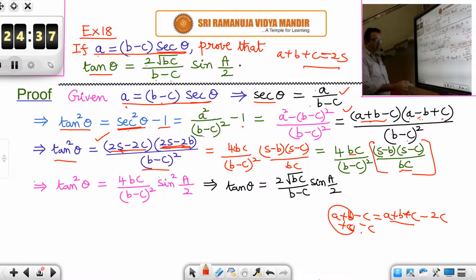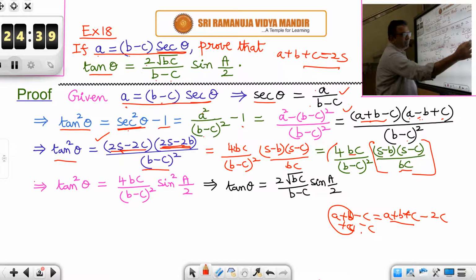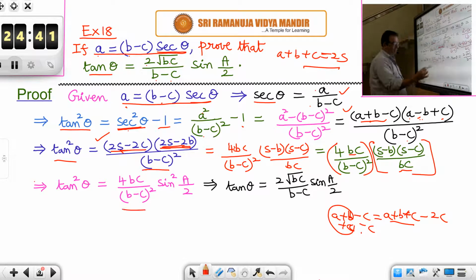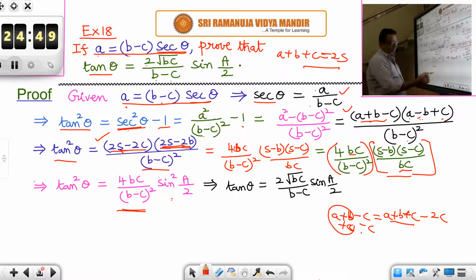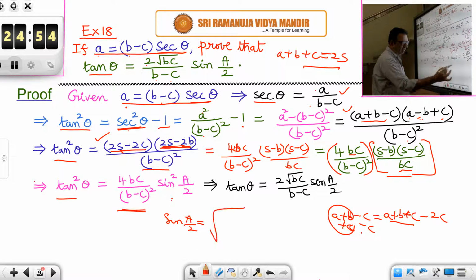Is it not? 4bc by (b minus c) whole square, that you keep as it is. So tan square theta is 4bc by (b minus c) whole square times the remaining factor. But this is nothing but sin square A by 2, because already we have proved that the formula for sin A by 2 is square root of (s minus b) into (s minus c) by bc.